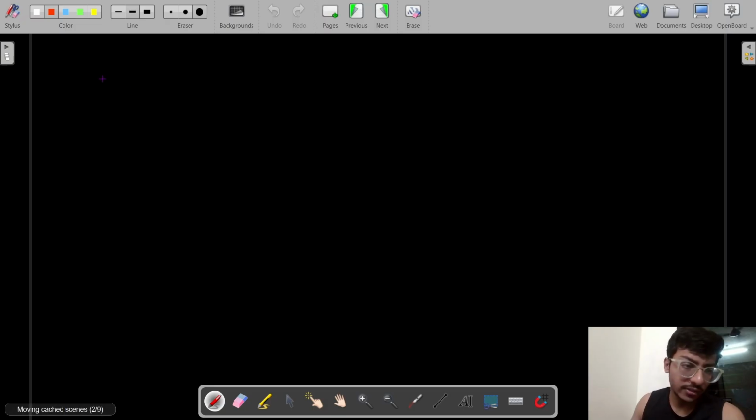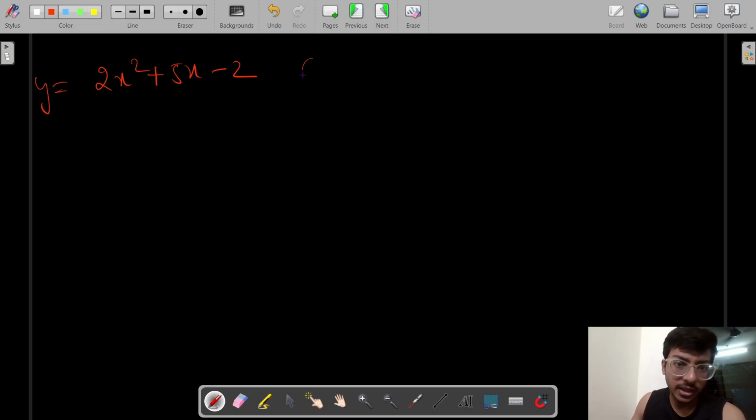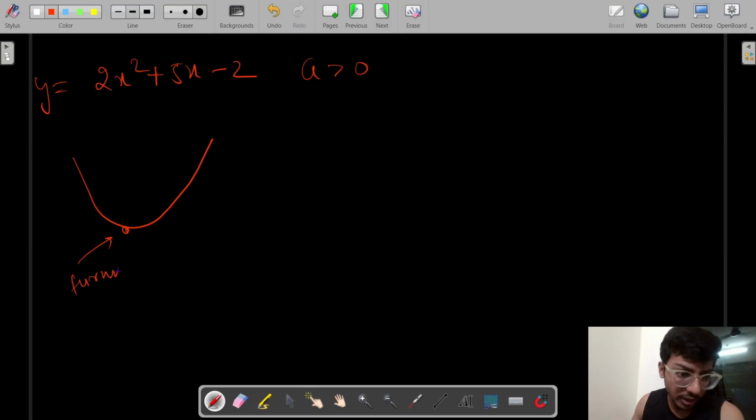So if I draw the graph of 2x squared plus 5x minus 2, for this graph my a is positive. That means it will be an upward parabola. So this point of minima is actually my turning point, where my graph is just making a turn like this. To find the coordinates, the x and y values should be equal to minus b by 2a, comma, minus D by 4a, right?